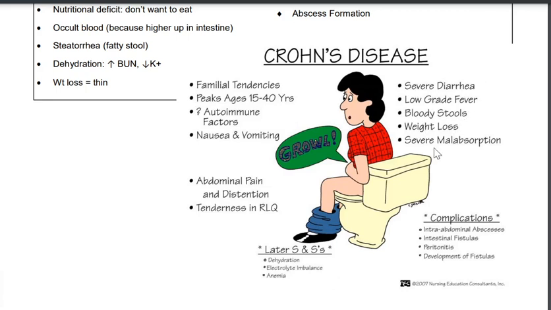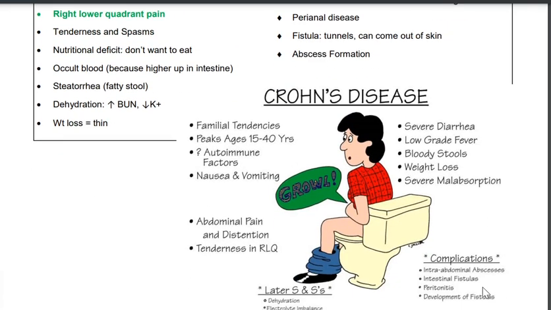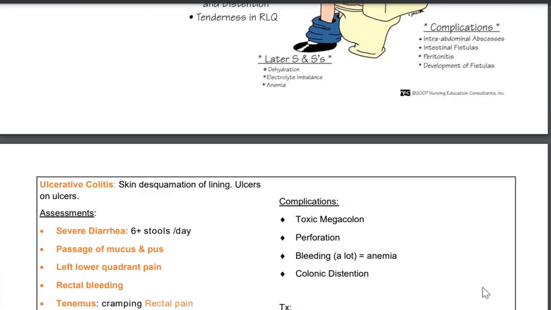bloody stools, weight loss, severe malabsorption, and look, some complications. Peritonitis is one of them. Abscess, fistulas, which is like a little tunneling in the colon anytime that tissue changes shape. So we've got to really understand what Crohn's disease is and where it's at.